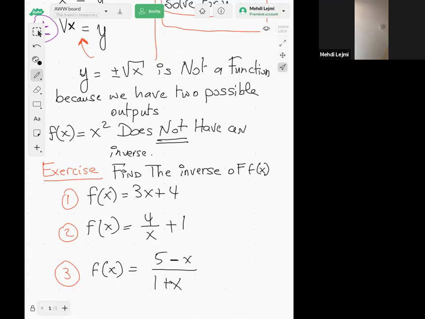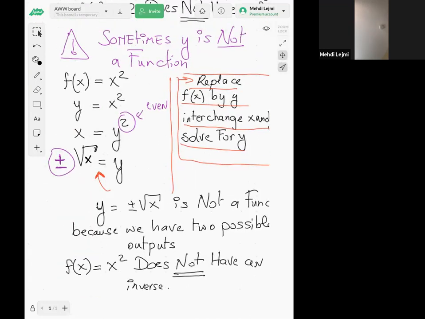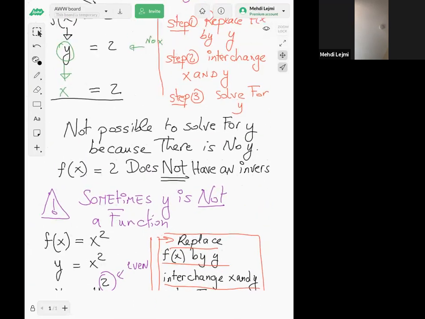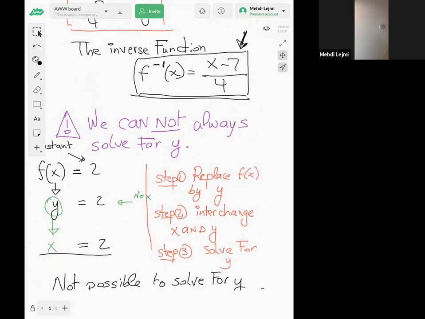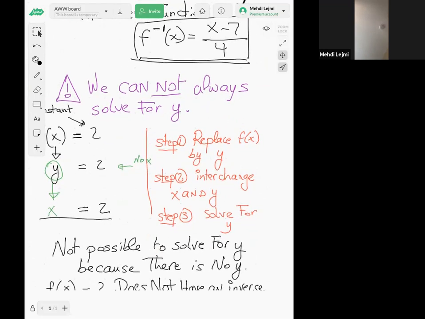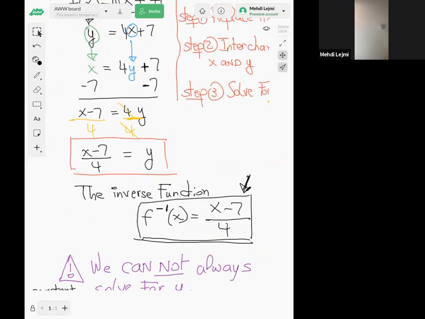Yes, Lenin, I can go to the previous example. So guys, you have 10 minutes to think about this exercise. And again, all you have to do is follow these steps here. You see the steps right here. You replace f of x by y, interchange x and y, and then solve for y, right? So here's an example where it works.